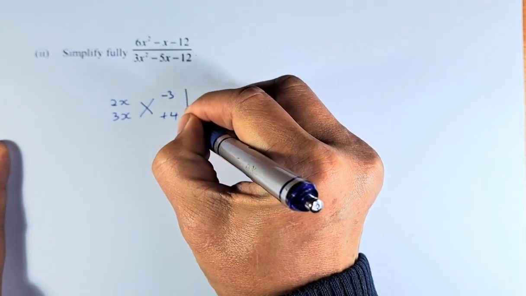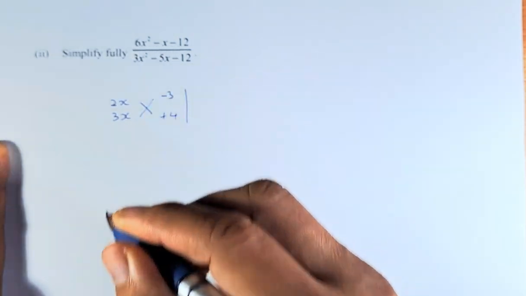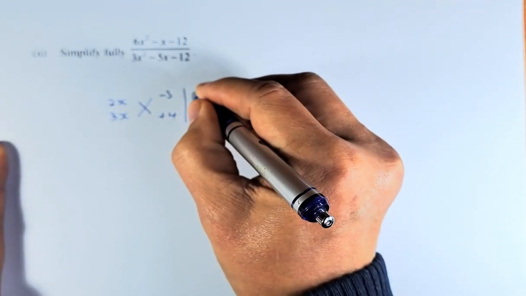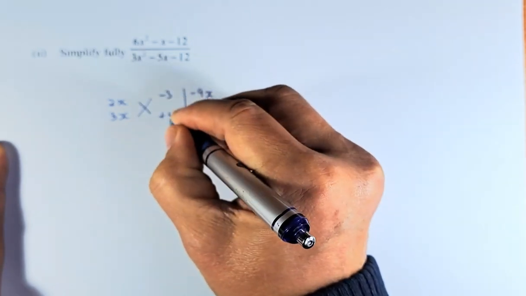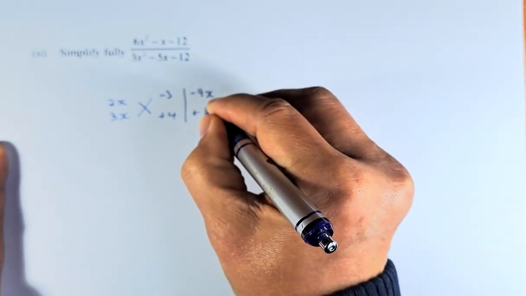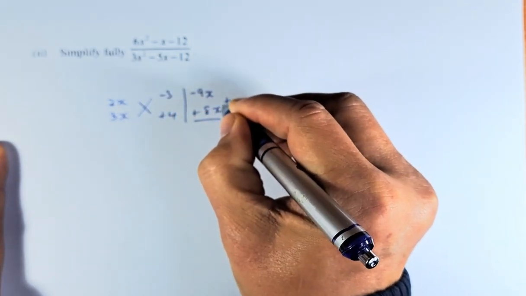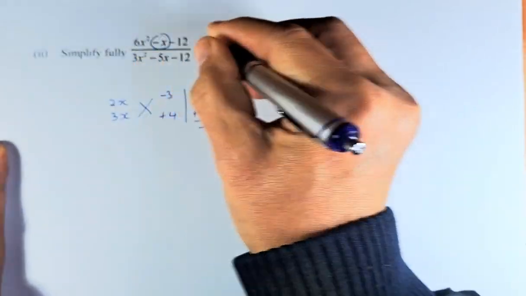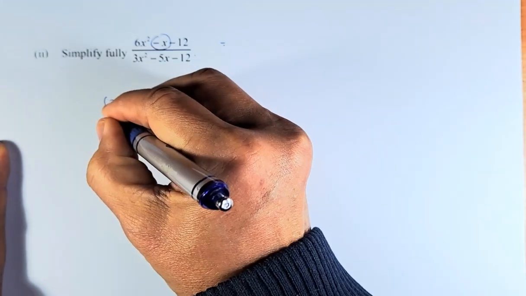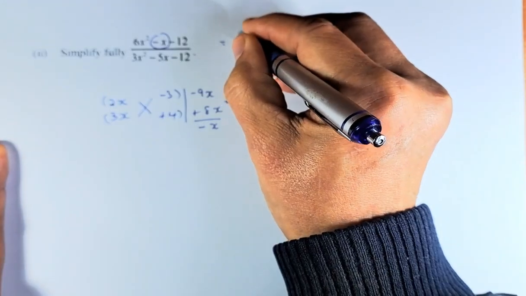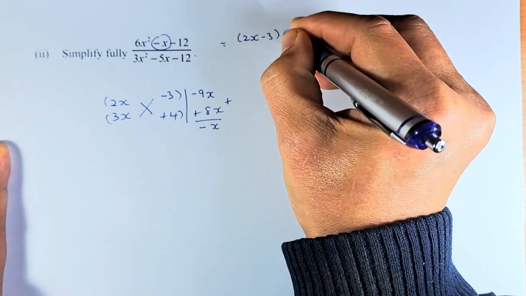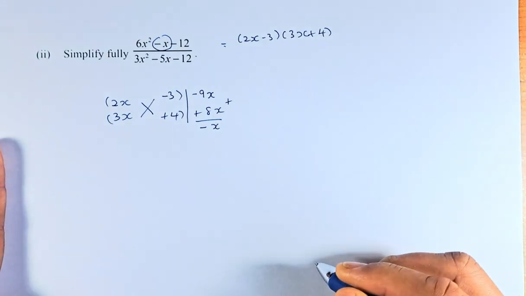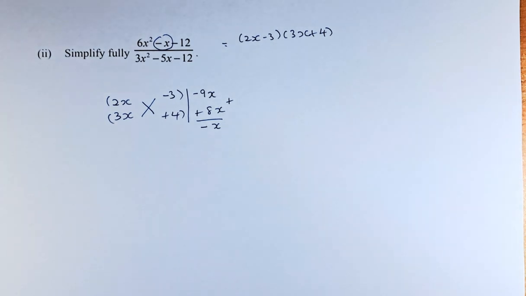Then you're going to do the cross multiply, also called the x method. So 3x times minus 3 is minus 9x. 2x times 4 is going to be plus 8x. And then you add them together and you get minus x. This is what is in the middle here. So that expression is going to be simplified to 2x minus 3 and 3x plus 4. If you're not sure about this method, you can use any other method.